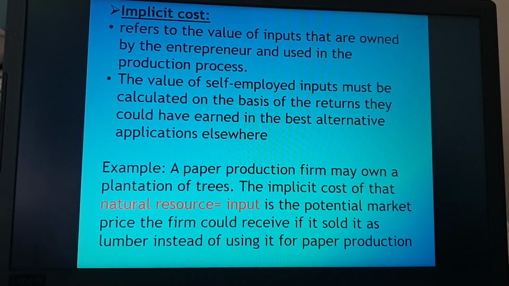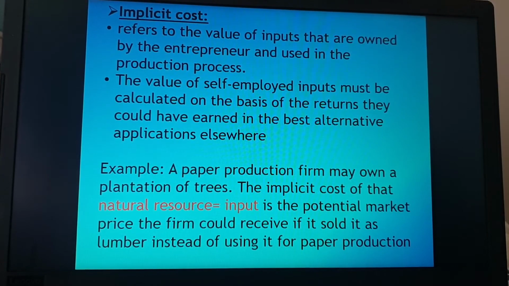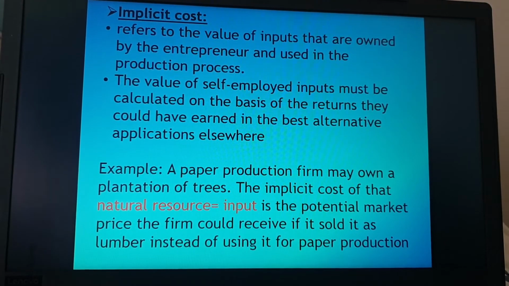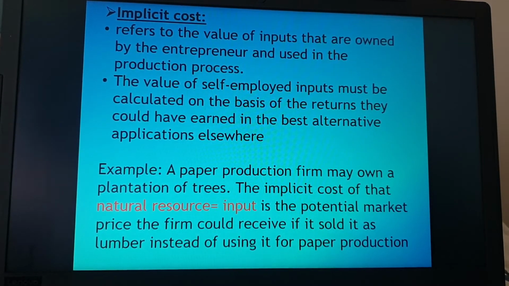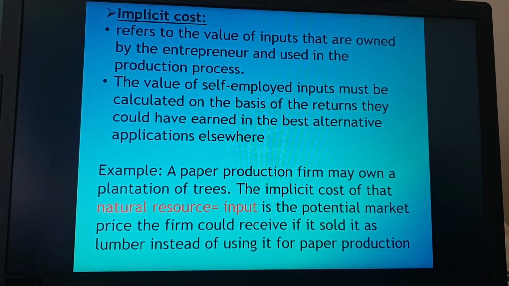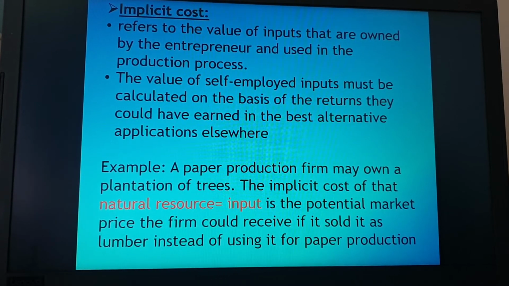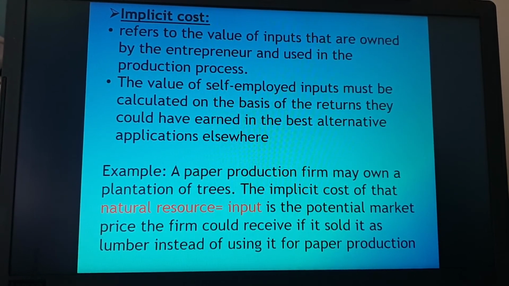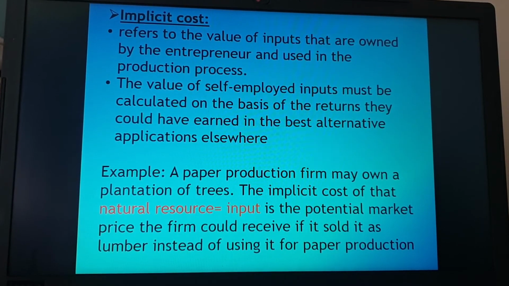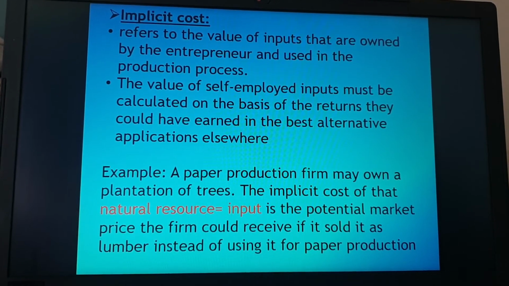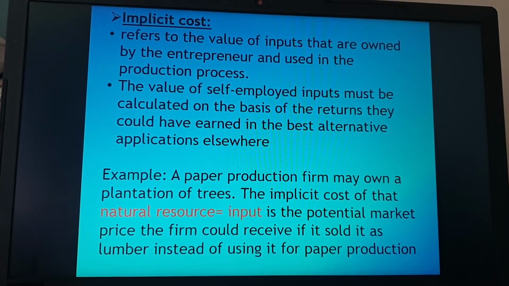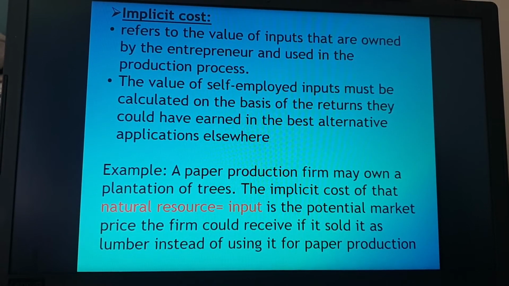Implicit cost refers to the value of inputs that are owned by the entrepreneur and used in the production process. The value of self-employed inputs must be calculated on the basis of the returns they could have earned in the best alternative application elsewhere. So in other words, is it better to have the business and use my factors of production as my input, or must I rather use that capital, invest it into a bank account or in an offshore account? Will I actually earn more with the interest on that account than I would if I have a business? It depends on what type of business you have.